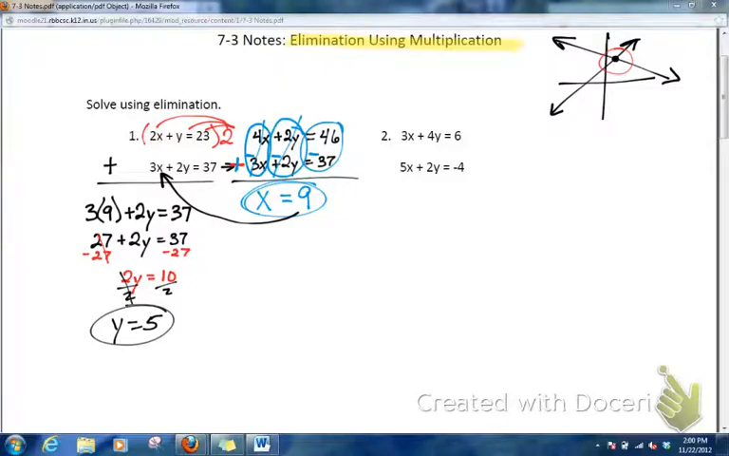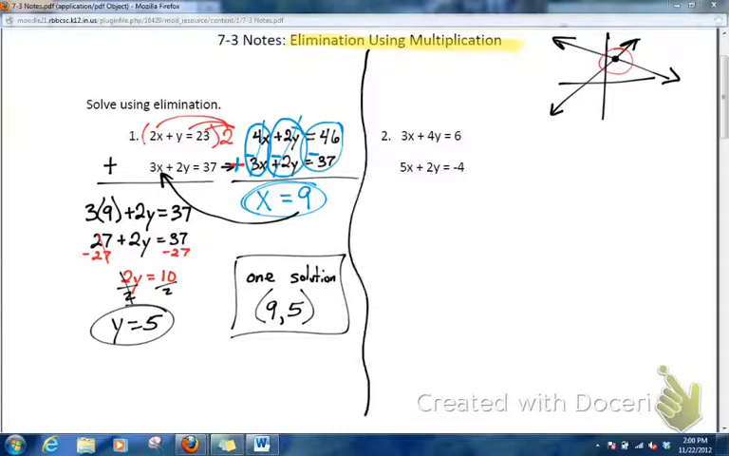So there are your two solutions. X is 9, y is 5, which means this is a one solution system, and that one solution is 9, 5. So again, it is elimination, but it is elimination where you have to multiply either one or both of the equations to get the numbers the same so that they can eliminate. So let's look at example number 2 now.